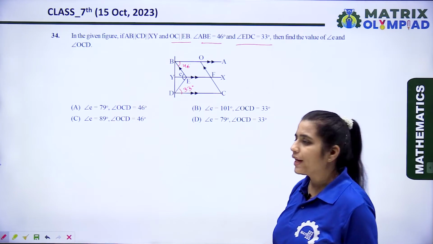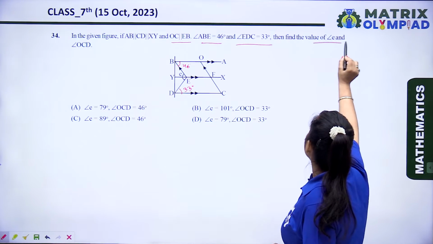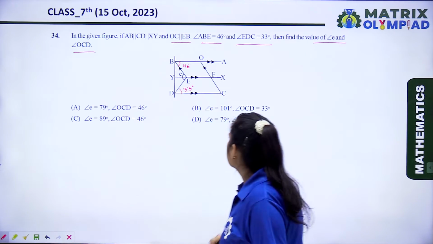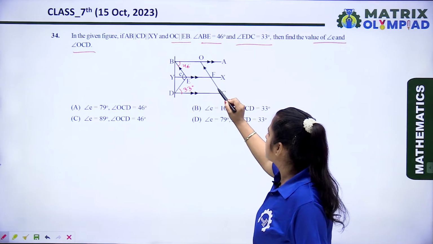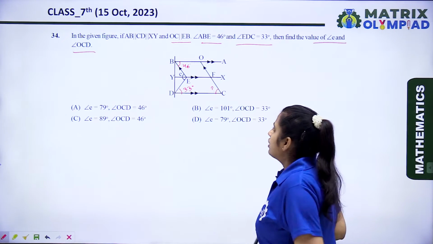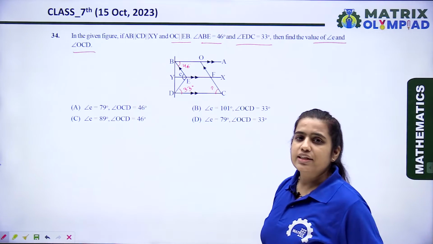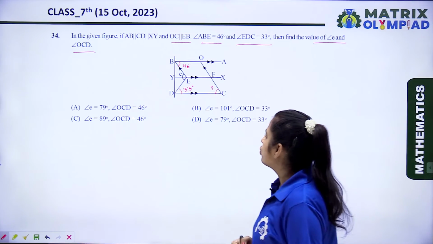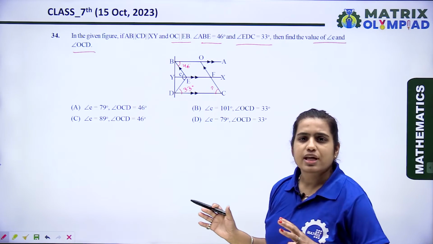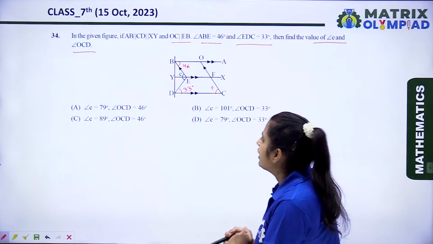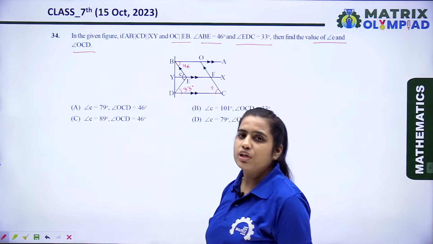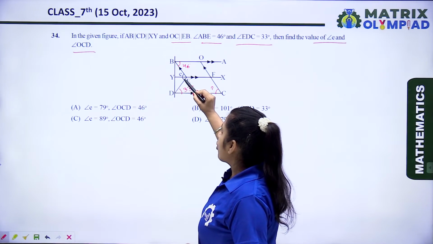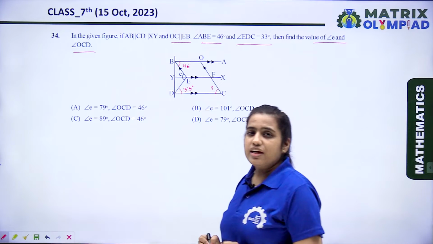Now we have two angles with us and we have to find out the value of angle E and angle OCD. So here OCD is unknown to us and next is angle E. So these two angles we have to find out. So let's come back to the concept and recall it once कि parallel lines के अंदर जब transversal दी हुई होती है, it means we have the property of alternate interior angle here.